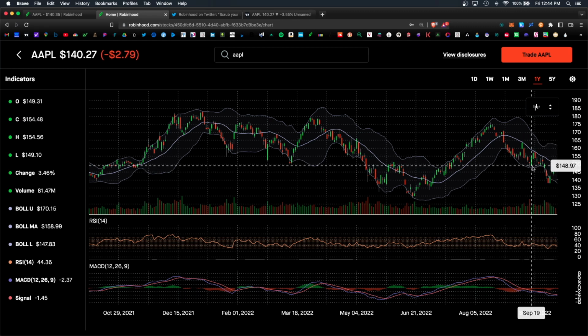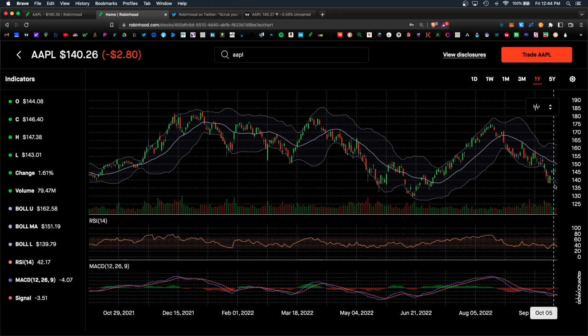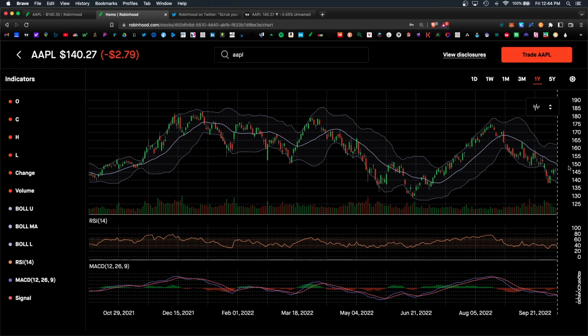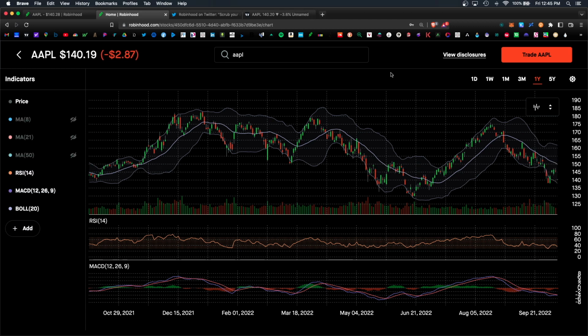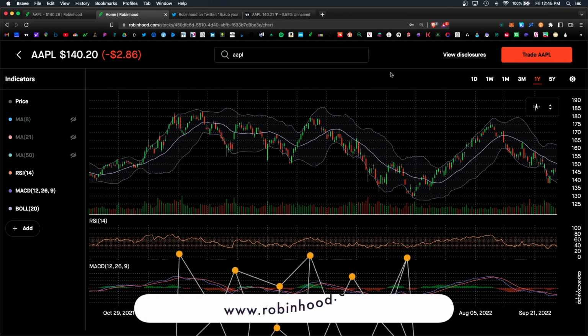So again, definitely keep an eye out on Apple stock. Although the market is trending lower, historically, this is a good time to buy because eventually the stock is going to want to revert to the mean and push higher. So that's a quick breakdown on how to use the new indicators within the Robinhood platform.